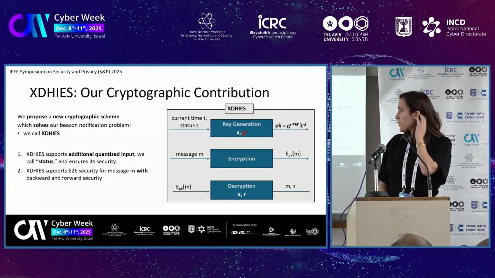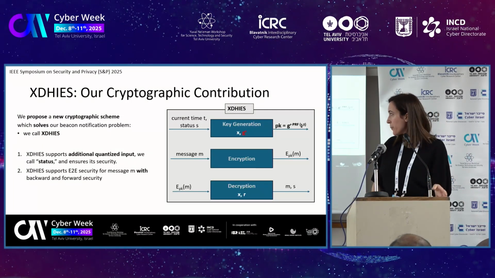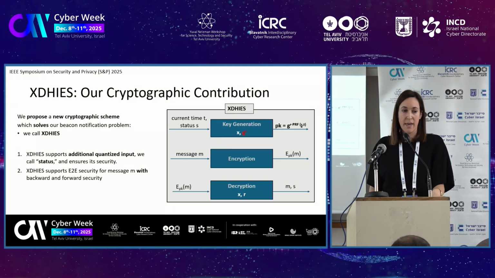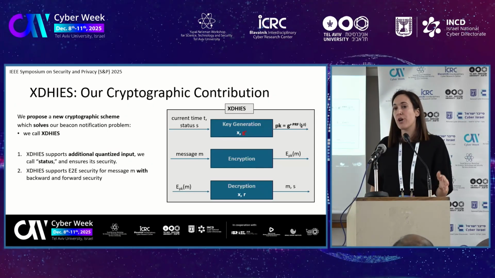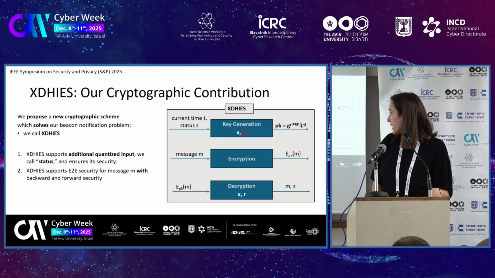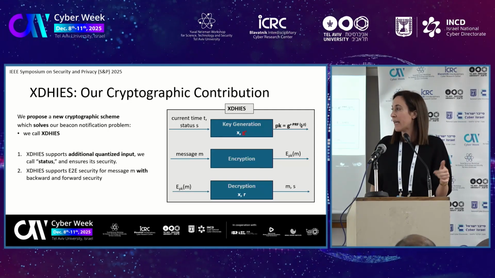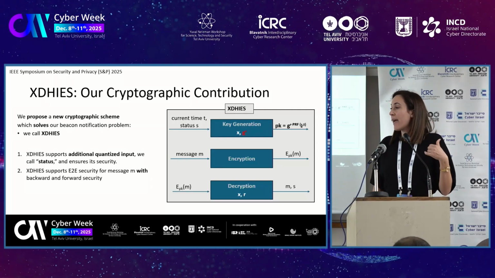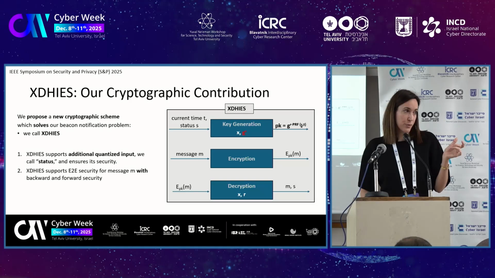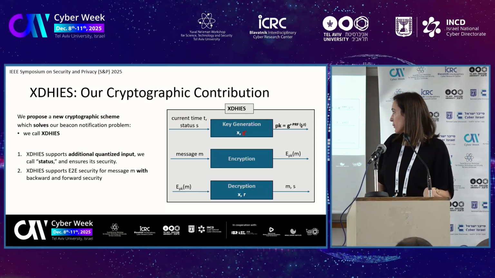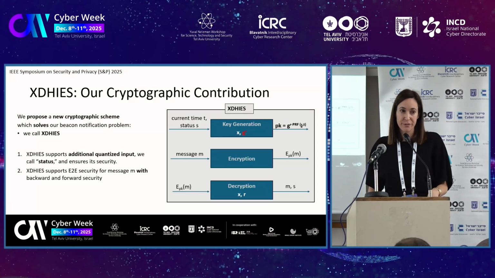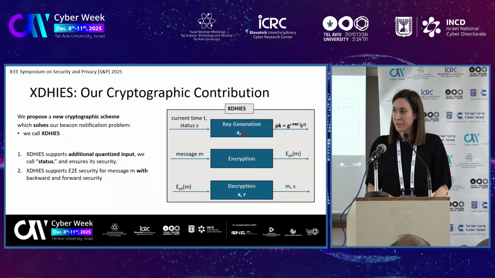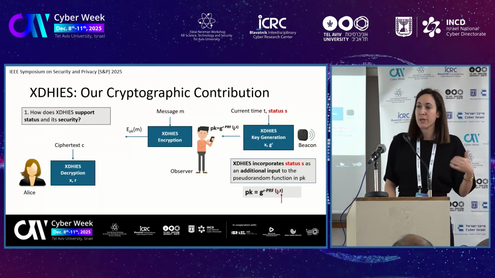Okay, so in this paper we actually proposed a new cryptographic scheme which we called XDHIS. This XDHIS supports additional input that we are going to call status from now on, and is going to guarantee security for the observer's message, but this time with backward and forward security. So how are we going to do it?